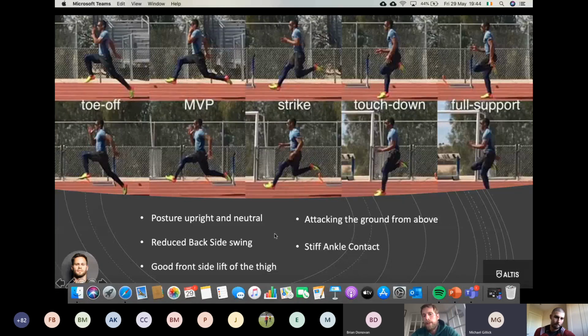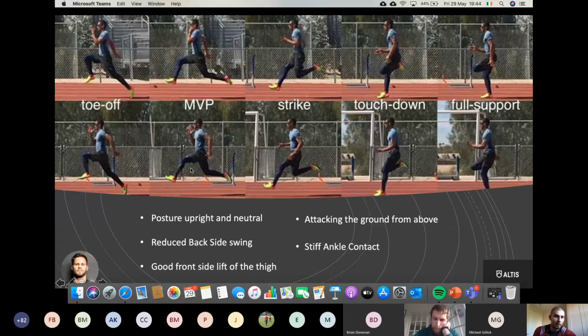Yeah, so it's your maximal vertical projection. It's kind of where you're highest off the ground, where your vertical projection is. So that's what it stands for, your maximal vertical projection.